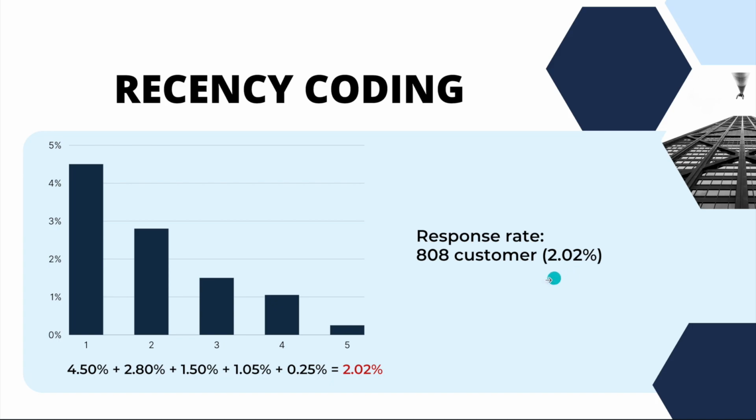In recency coding, we'll code the customer's purchase from 1 to 5, with 1 being the most recent purchase date, and descending to 5 being the furthest purchase date. We can see that the response ratios divided by these 5 sections are 4.5% for column 1, 2.8% for column 2, and 0.25% for column 5, respectively. And the average of these 5 columns is also equal to 2.02%.